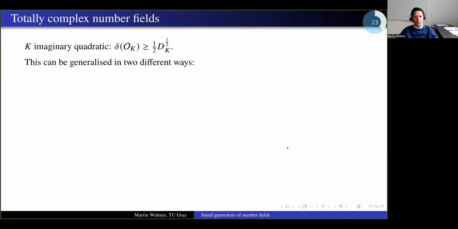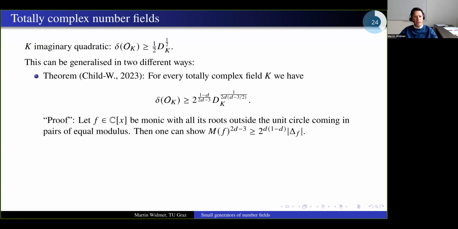So we can now consider totally complex number fields. And what we have already learned on the first slide is that in this case, at least for imaginary quadratic fields, the integral generators are always way too big. So their size is at least of order the square of the bound predicted by Ruppert. And so the question is, is that a general phenomenon? What happens for higher degree totally complex number fields? Are there integral generators always big in some sense? And the answer is yes.